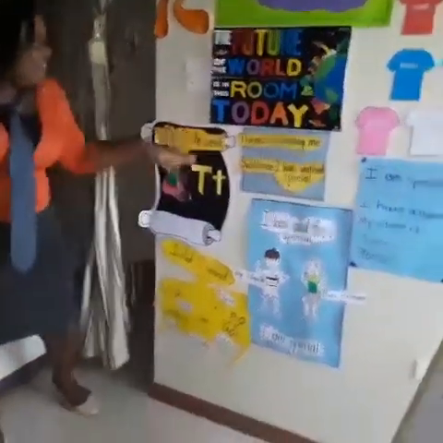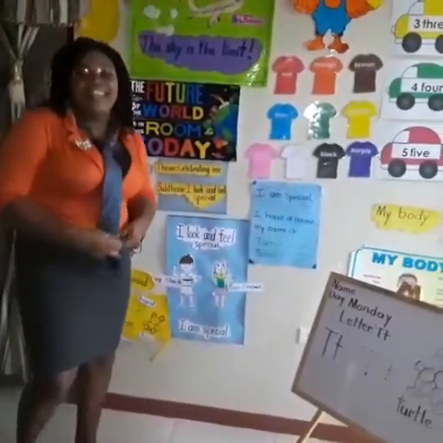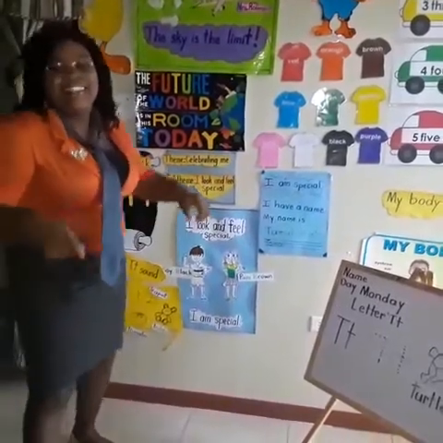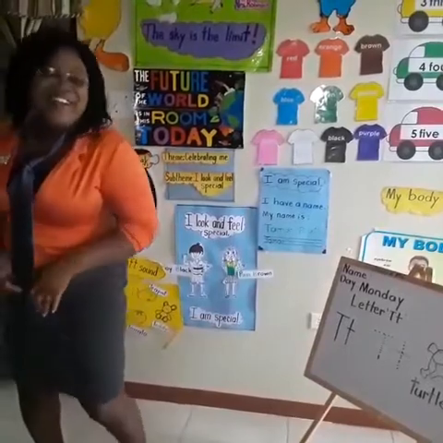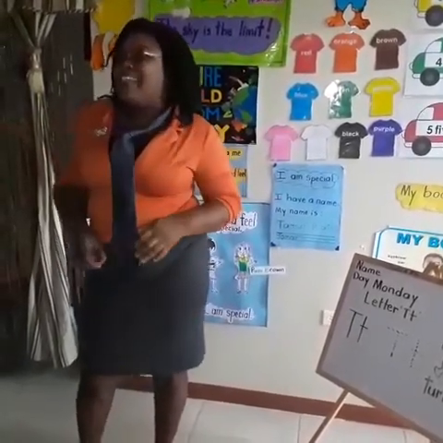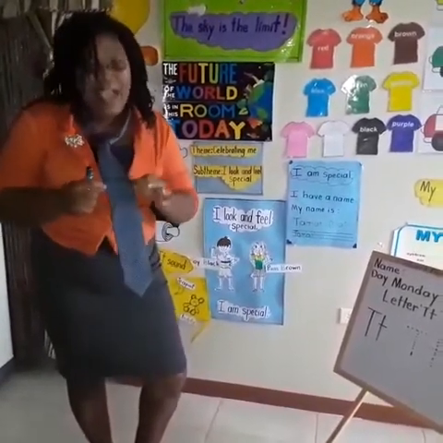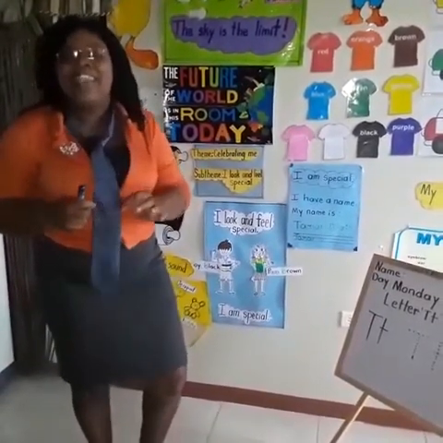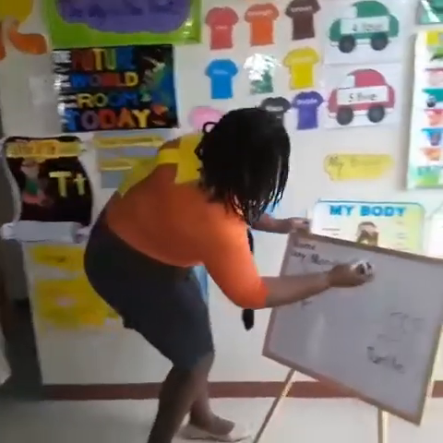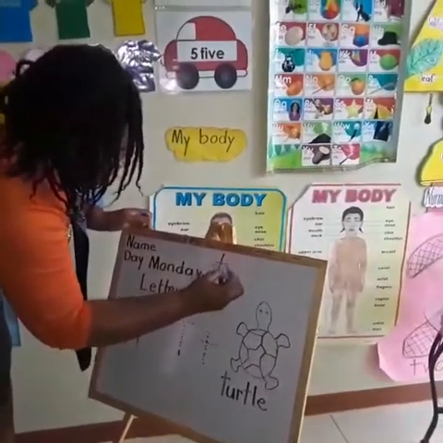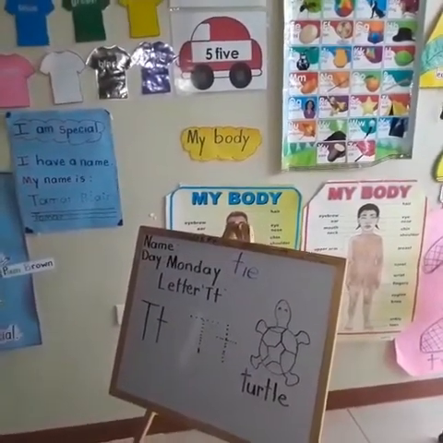All right. Now that we identify the letter T, we're going to find some words that begin with the T sound. What? Tie? That's the reason I put on my tie. I wanted someone to say it. The word tie begins with the T sound, the letter T. T is for tie. I can write it here for you to see. T-I-E. Tie.